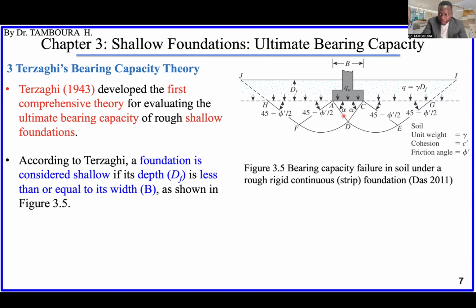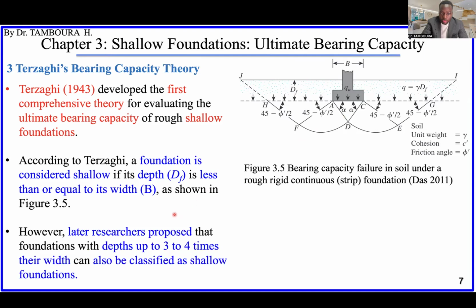But after a few years, some researchers showed that even if DF is up to 3 or 4 times B, it can still be considered a shallow foundation. So it can be classified as shallow foundation. DF can be higher than B, up to 4 times, and it's still a shallow foundation.